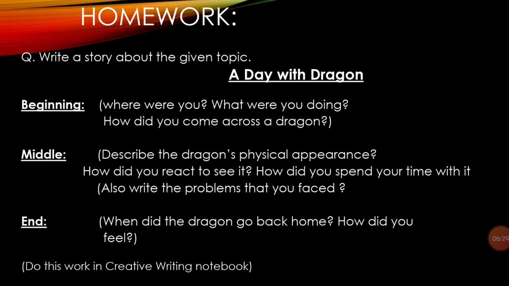In the beginning, you will write about three basic things: where you were, what you were doing at that time, and how you came across a dragon. In the second paragraph, or in the middle of the story, you will describe the physical appearance of the dragon. And after that, how did you react to see it? How did you spend your time with it? Also write the problems that you faced.